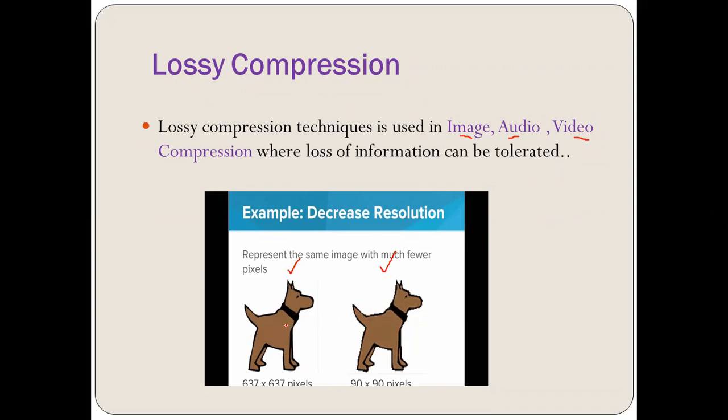It gives the correct information which a particular person wants to give. That is, the image remains the same. Only the thing is, it is a little blurred or a little noisy. Here it is using 637 by 637 pixels, and we have reduced this to 90 by 90 pixels. So we have reduced the number of bits required to store this file, right? We have decreased the resolution here, and we are using lossy compression.